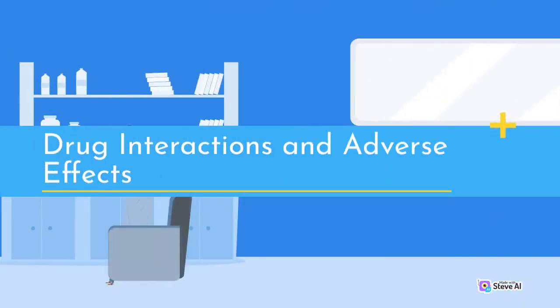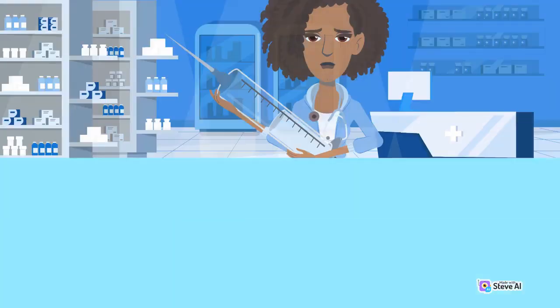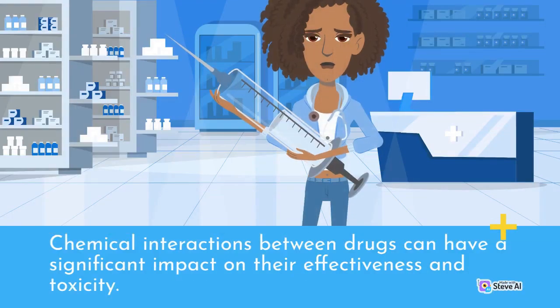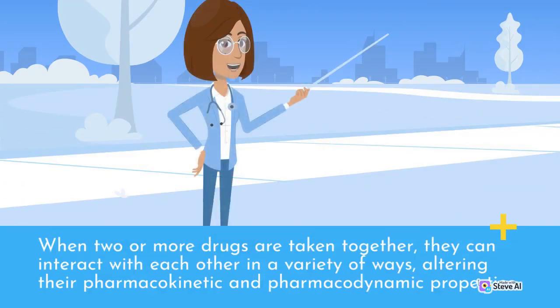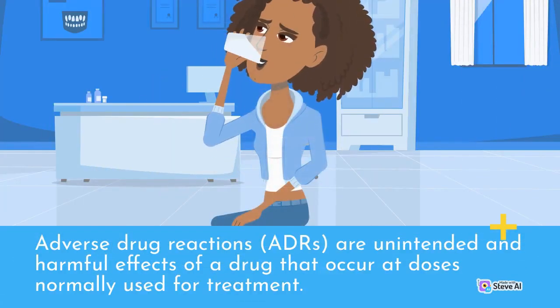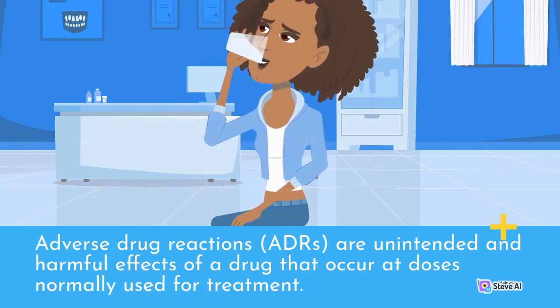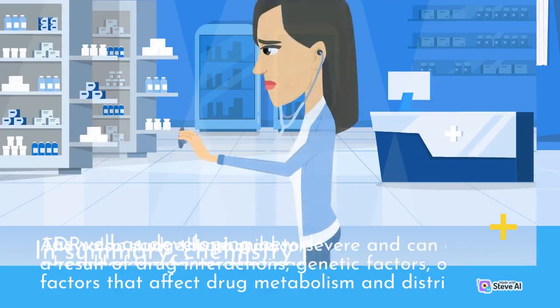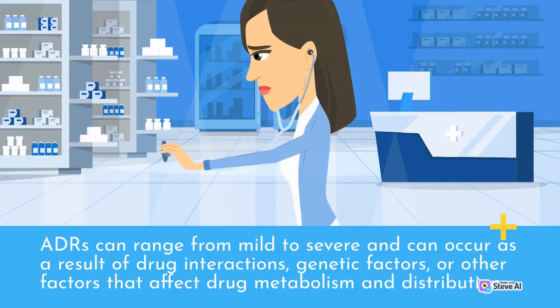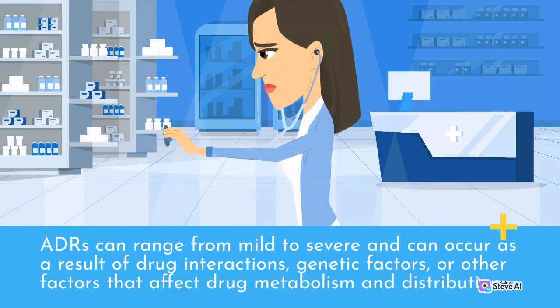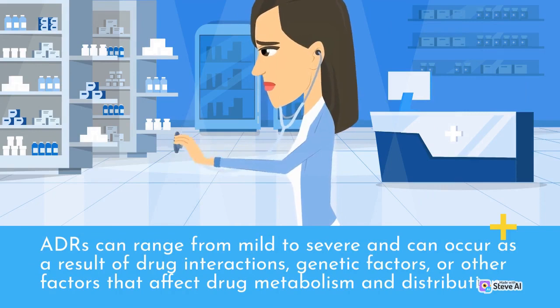Drug interactions and adverse effects. Chemical interactions between drugs can have a significant impact on their effectiveness and toxicity. When two or more drugs are taken together, they can interact with each other in a variety of ways, altering their pharmacokinetic and pharmacodynamic properties. Adverse drug reactions, ADRs, are unintended and harmful effects of a drug that occur at doses normally used for treatment. ADRs can range from mild to severe and can occur as a result of drug interactions, genetic factors, or other factors that affect drug metabolism and distribution.